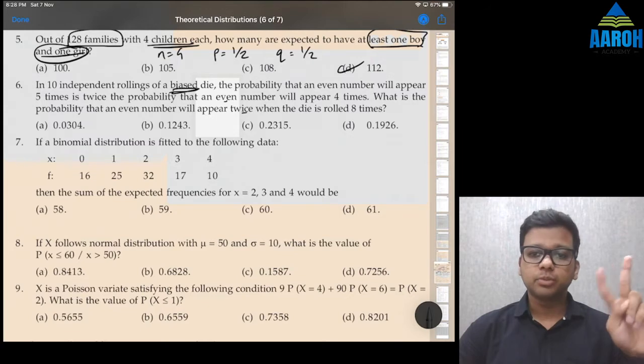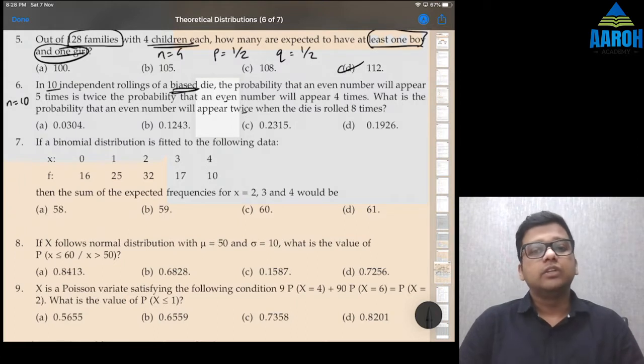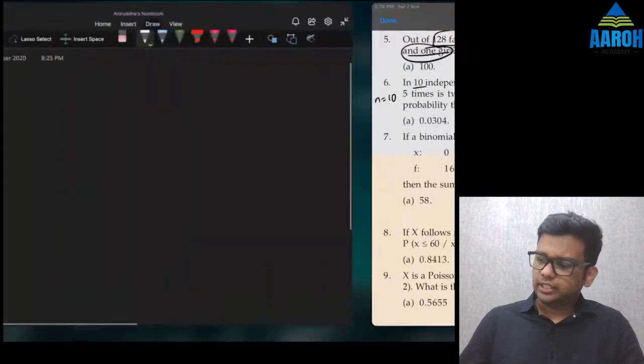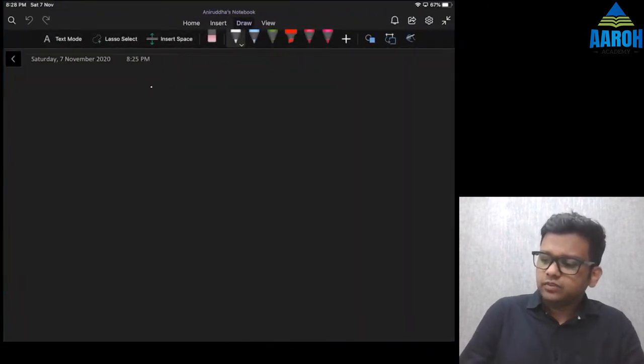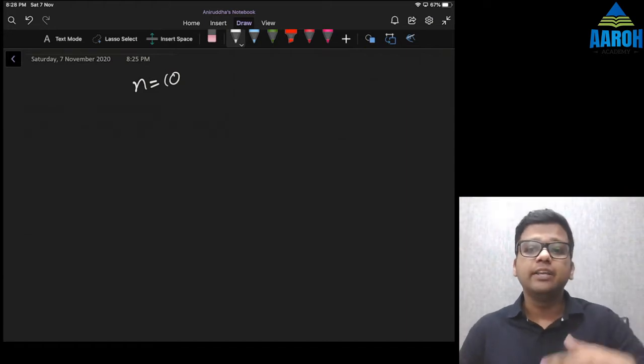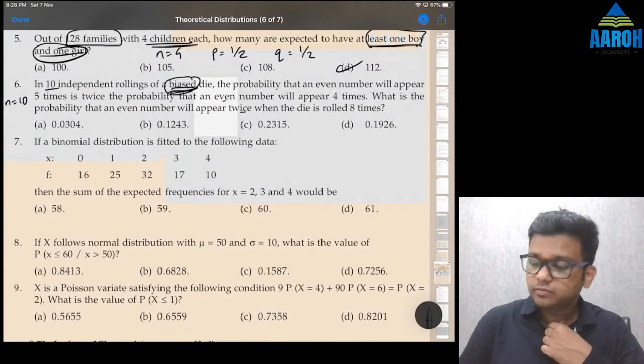So it is a binomial distribution, success and failure. And n is 10 here because we have thrown it 10 times. What is the probability that an even number will appear twice when the die is rolled 8 times? That is a different question, so let's deal with it later. Let's first try to find the probability. Understand, we have n equal to 10, but we don't know the probability of success. It is not 3 by 6, that is 1 by 2, because the die is biased.